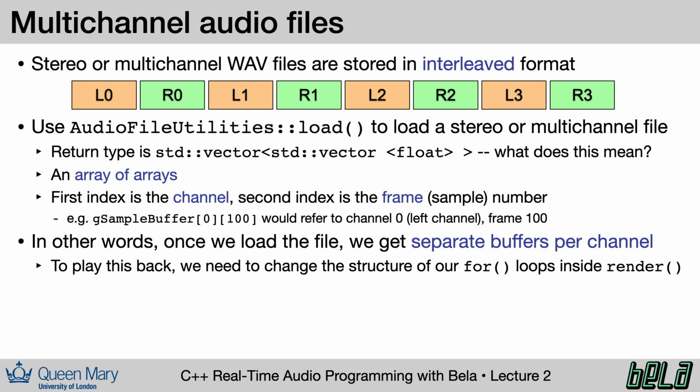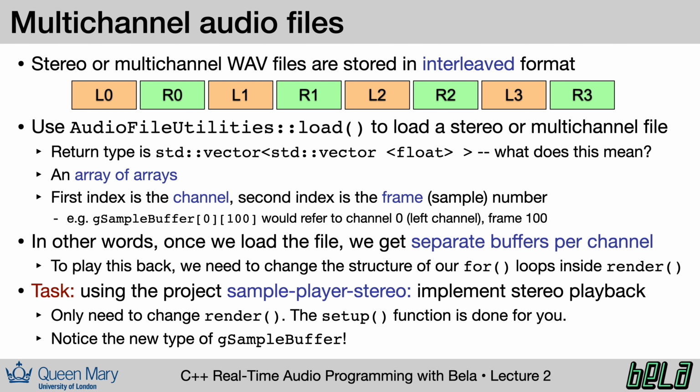So in other words, we have taken an interleaved file off of the storage, we've loaded it, and we're actually storing it not in an interleaved single array, but in a multi-dimensional array in memory. And this is actually much more convenient for our audio code to work with. But to play it back, we're going to need to change the structure of our for loop so that instead of treating gSampleBuffer as a one-dimensional array, we treat it as a two-dimensional array, and that we store different samples in different channels of the Bela audio output.